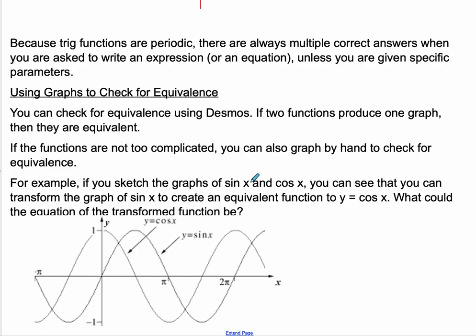And you're going to see if you get one graph or two, right? So if they both create the same graph, then that means that they're equivalent. If not, that means something went wrong in your proof. Okay?